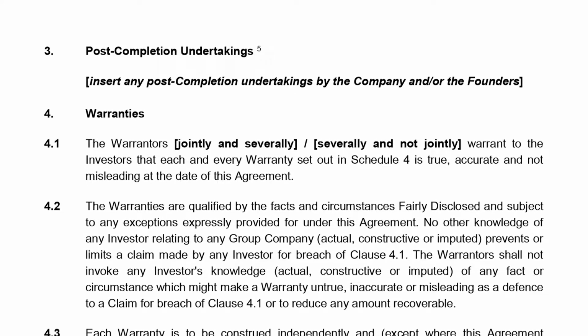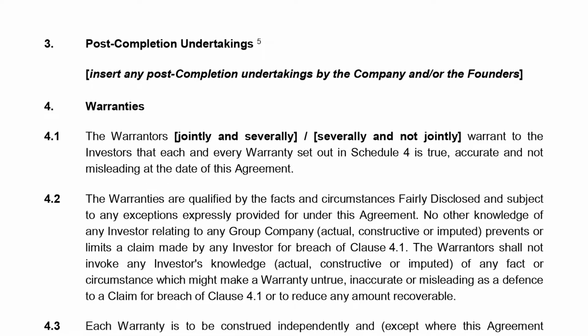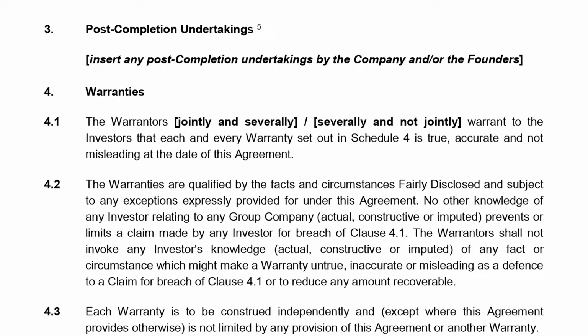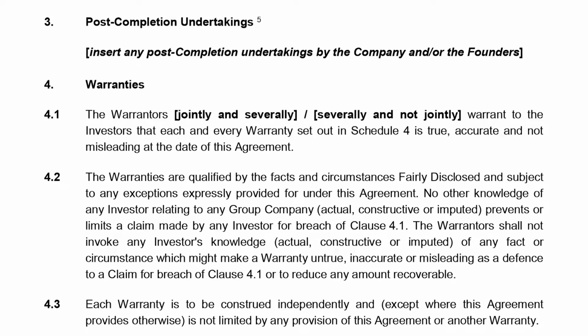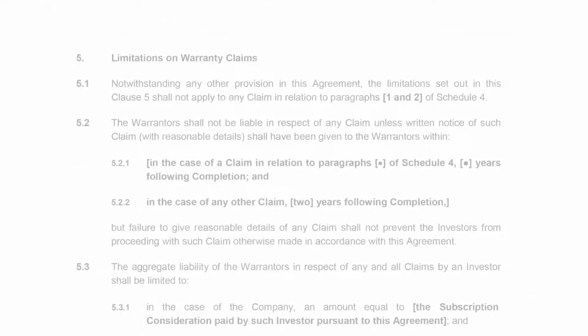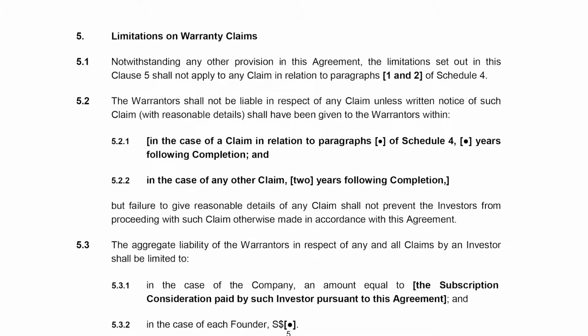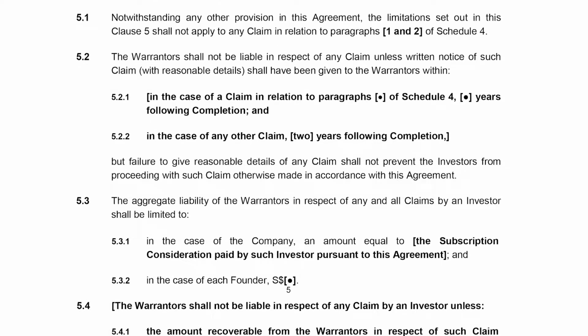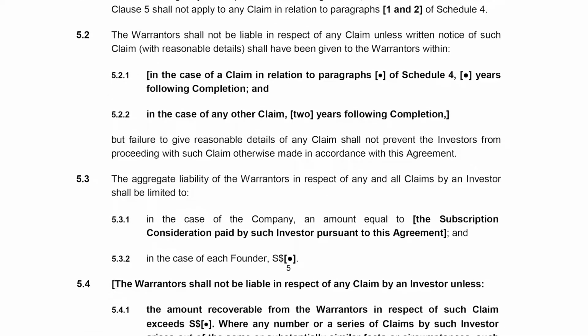Next, we move on to post-completion undertakings. This is a deal-specific provision which may or may not be applicable depending on the specific transaction at hand. Moving on to limitation of liability provisions. The VIMA subscription document also provides for some limitation of liability provisions.